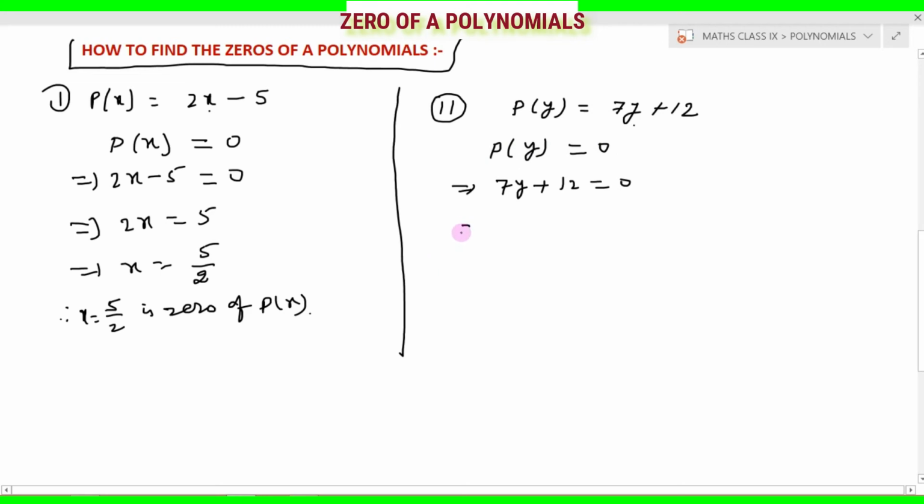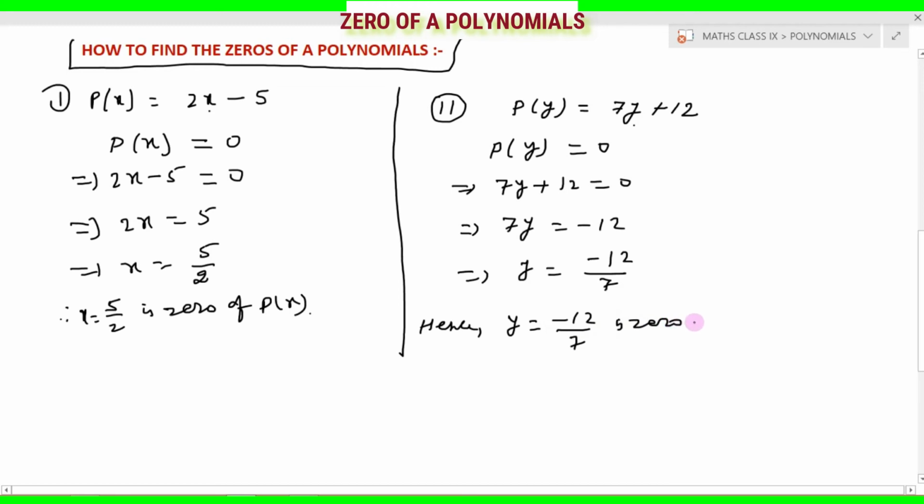And then again the same steps, solve the equation. You will get the value of y, 7y equal to minus 12, and then it will give you y equal to minus 12 by 7. Hence this value if you put in the polynomial, then it becomes 0. Hence we say that y equal to minus 12 by 7 is 0 of polynomial p(y), and this is your answer. Okay, similarly here also you can write the answer steps. I hope it is clear how to find the 0 of a polynomial.